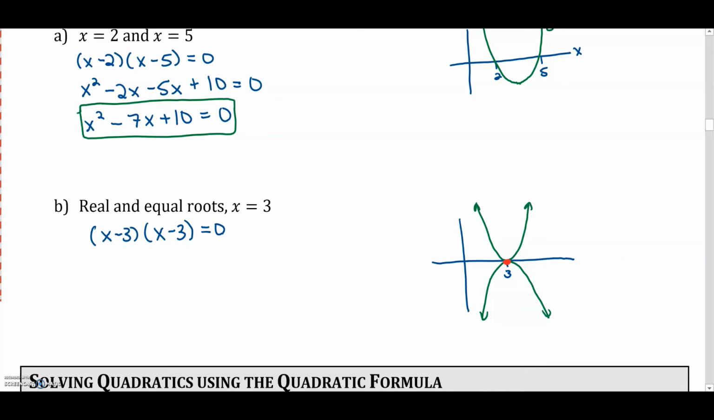There is more than one equation that would satisfy these roots. We could add a stretch factor, so a different value out front of our two factors. For instance, you could place a 5 or a minus 2 or minus 1 out front of this expression, and it would still have real and equal roots that are both equal to 3, but this is one possible example. So here, if we expand out these terms, we get x squared minus 3x minus 3x plus 9 is equal to 0. And simplifying, we get x squared minus 6x plus 9 is equal to 0.